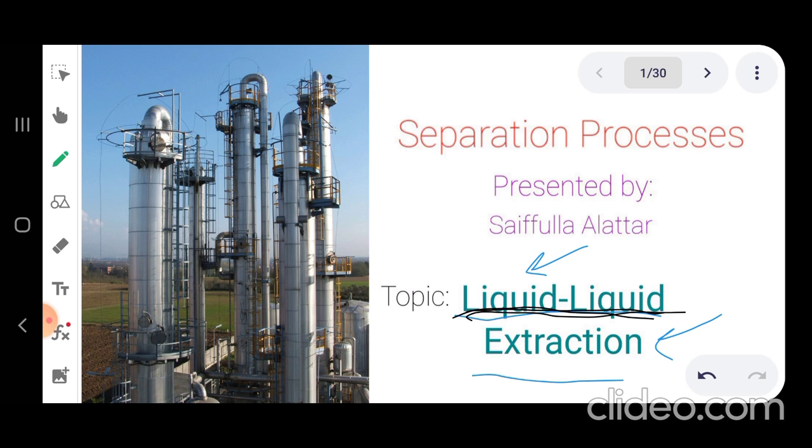Okay, extraction. What do we mean by extraction? It seems like a new separation technique. It is not distillation. We finished with distillation, but now it is a new separation technique called extraction. So what do we mean by this separation technique? What do we mean by extraction? This is our topic today.